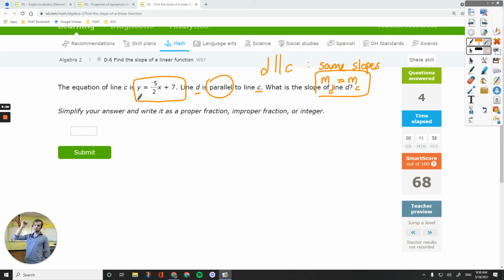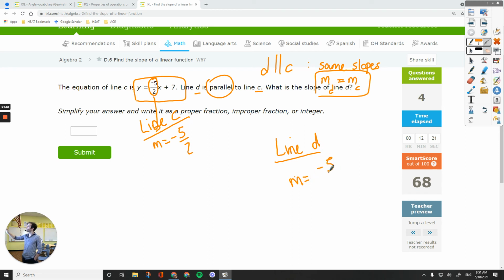What's the slope of this one? Remember, y equals mx plus b. M is right here, which is the slope of line C. So the slope of line C is that one. I know if the two lines are parallel, that means their slopes are equal. So the slope of line D would be the same as the slope of line C. So that would be the answer then.